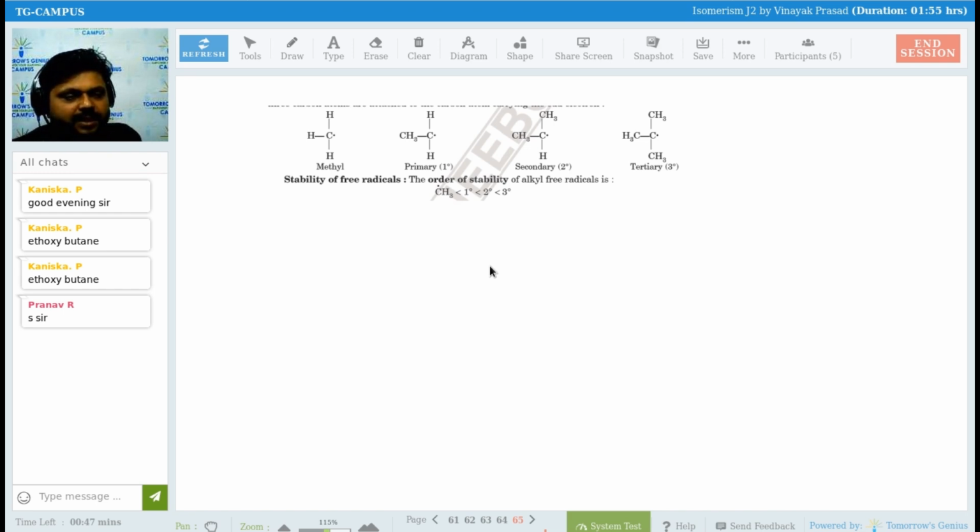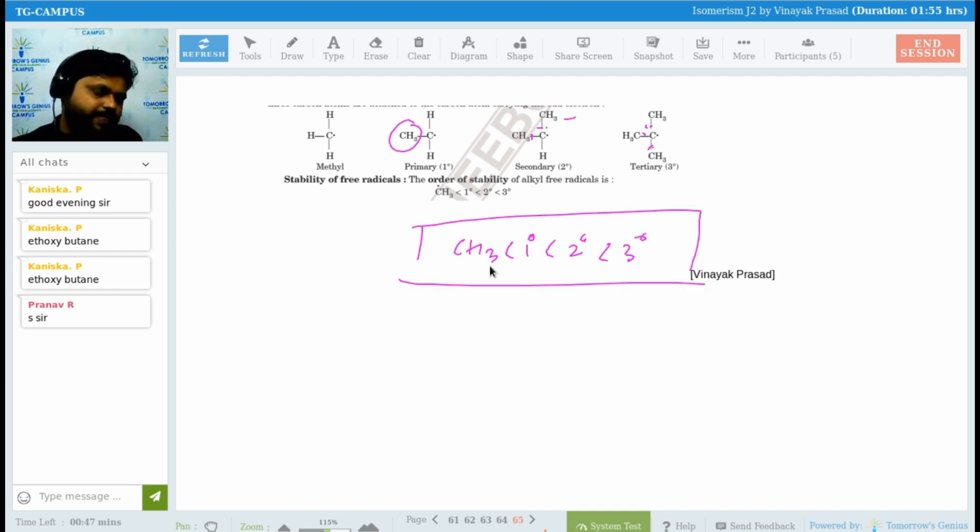See, this carbon will need an electron, but there is no one to give an electron to it, right? Because H is not giving the electron. But this R, the CH3 group that is there, will donate the electron to this carbon. Again, it will be in need of electrons, so these two groups will be electron donating groups. The same order as the carbocation will be followed here: CH3, then 1 degree, then 2 degree, then 3 degree. You have to follow this order and you have to learn these things, guys.